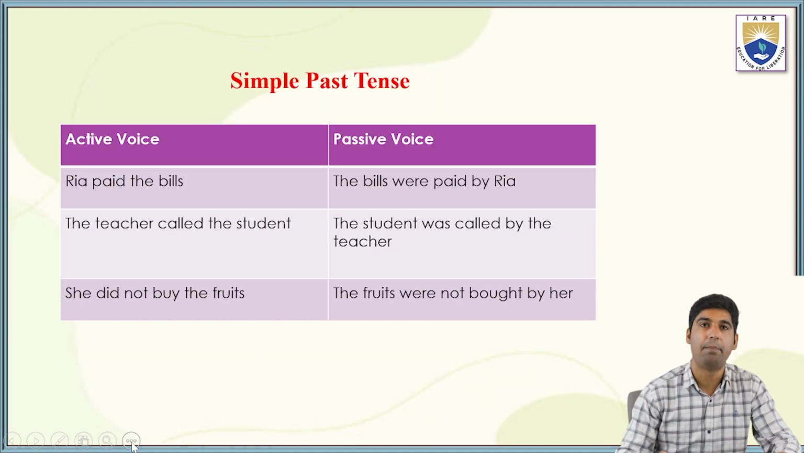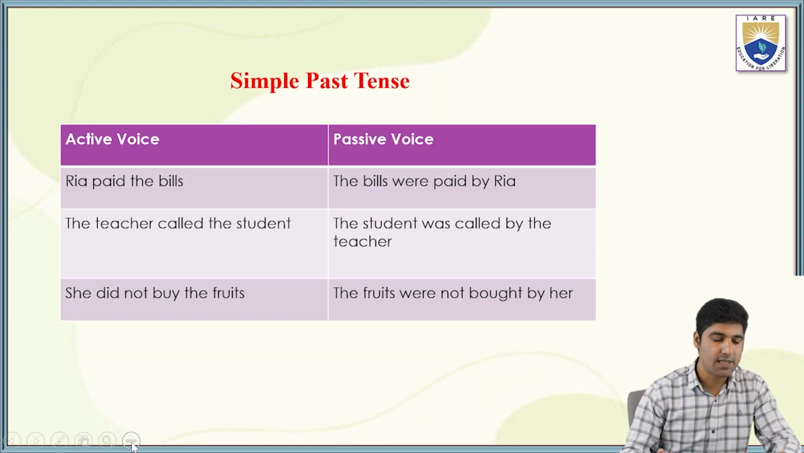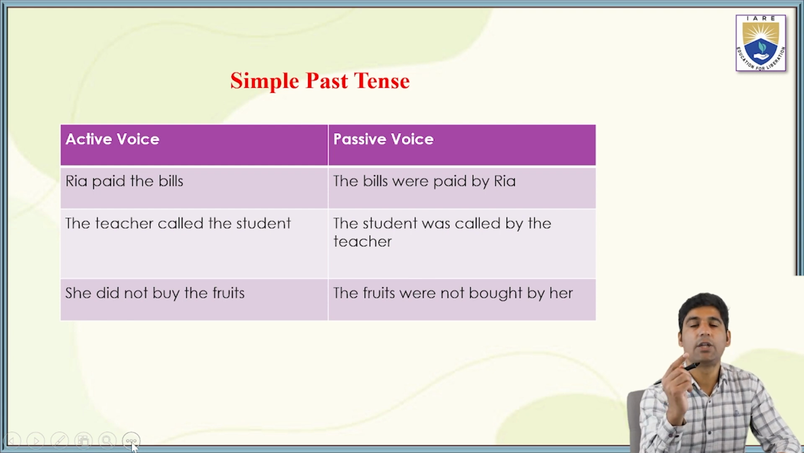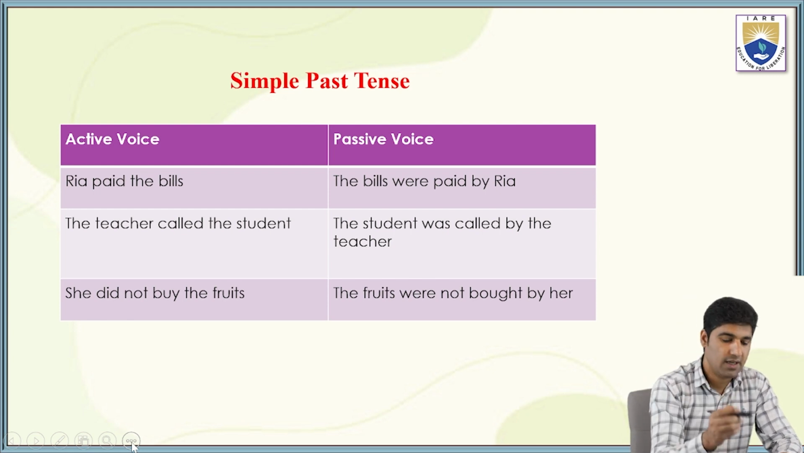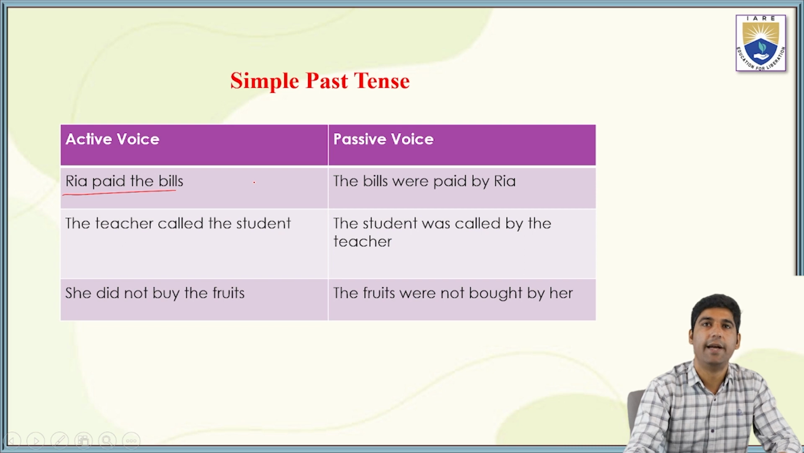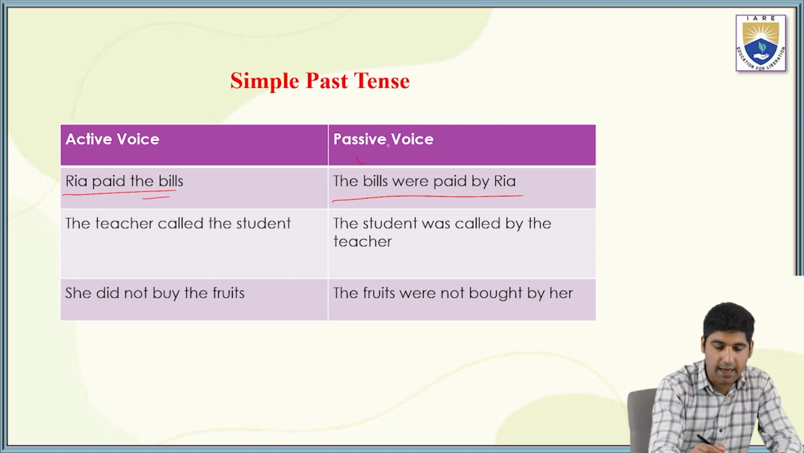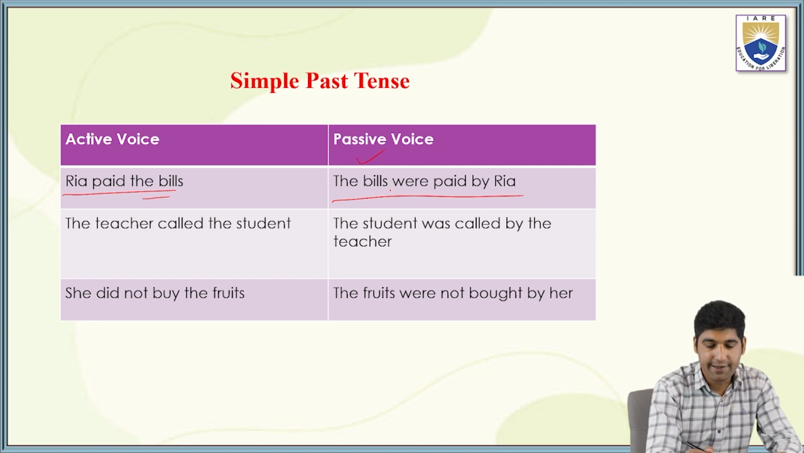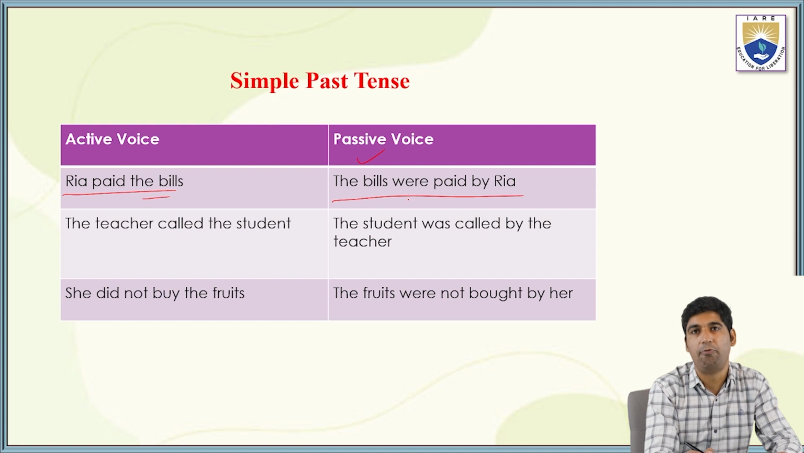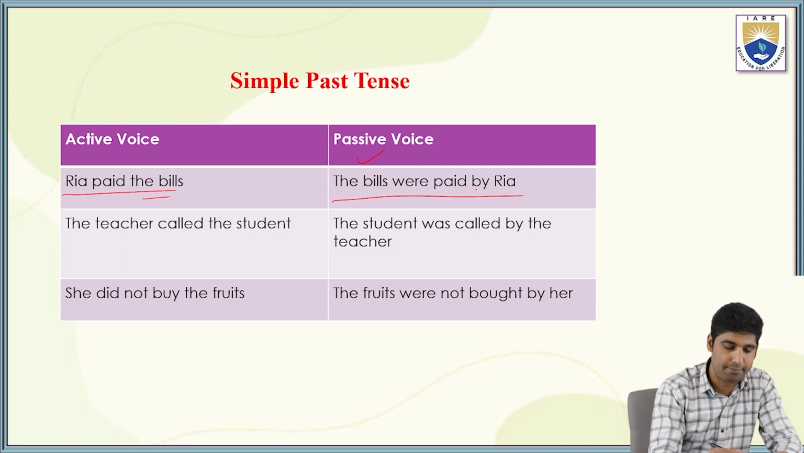Let's come to the simple past. Simple past is subject plus verb second form plus object. Ria paid the bills. It's past now, it's not present. The bills were paid by Ria. This object will be the subject, the bills. And it is plural, that's why I wrote were, not was. The bills were, third form of verb, paid by Ria. I'll give one example.